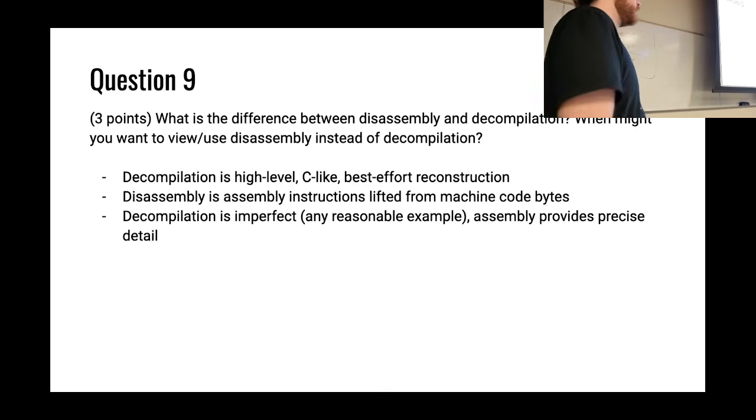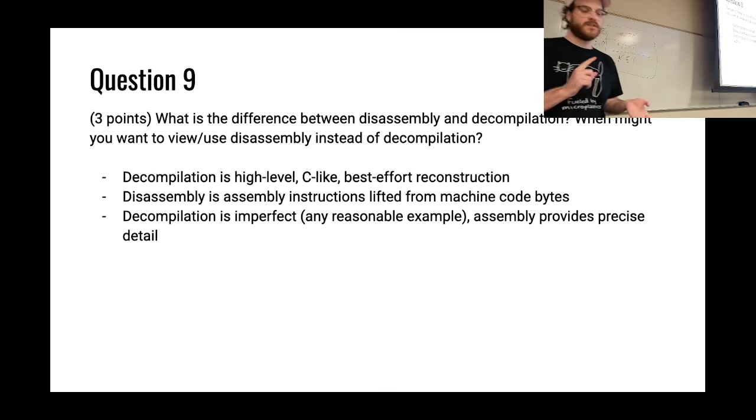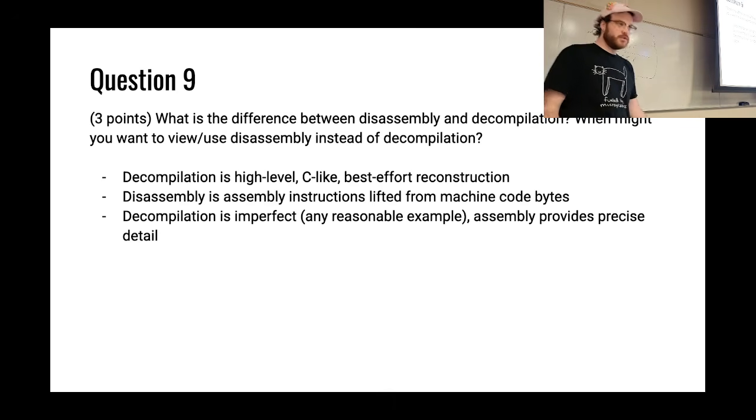So the 3 criteria that we were looking for were a reasonable definition of decompilation, a reasonable definition of disassembly, and then just some idea that decompilation isn't necessarily perfect and that disassembly is what we use when we need that precise level of detail. Like when you're going through GDB, you're stepping through your instructions, you're reading the assembly code, you're not trying to map it to pseudo-C in your head. Because obviously, for one line of C, there could be 5 or 6 assembly instructions that execute.